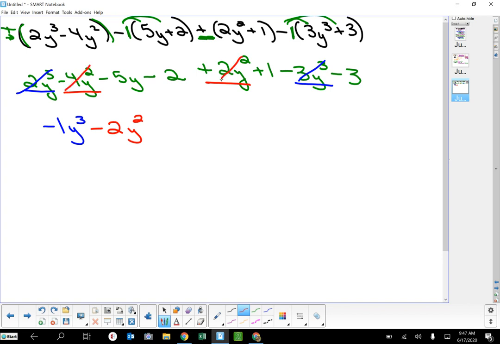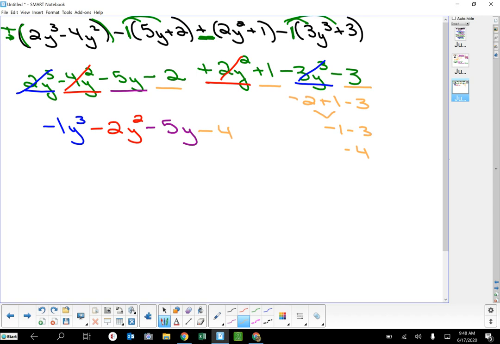And that gets rid of those two terms. Then I have a standalone 5y. There's no other y term here, so minus 5y. And then I have a minus 2 plus a 1 and a minus 3. So minus 2 plus a 1 minus 3. This is -1 minus 3 is minus 4. So this is going to be a minus 4.